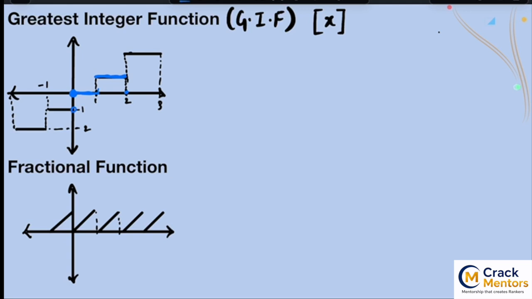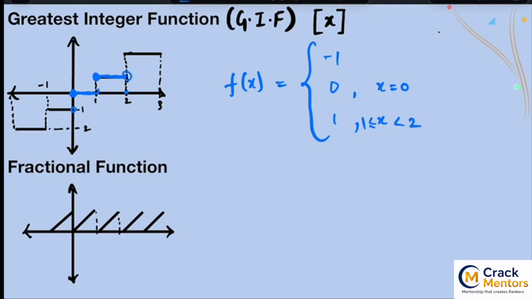So if I want to write it, I can write f of x is equal to minus 1, 0, 1 for x equals 0. For x, this point will be included and this will be excluded. And this I'll write as minus 1, from 0 to minus 1. Okay, so this is the greatest integer function.